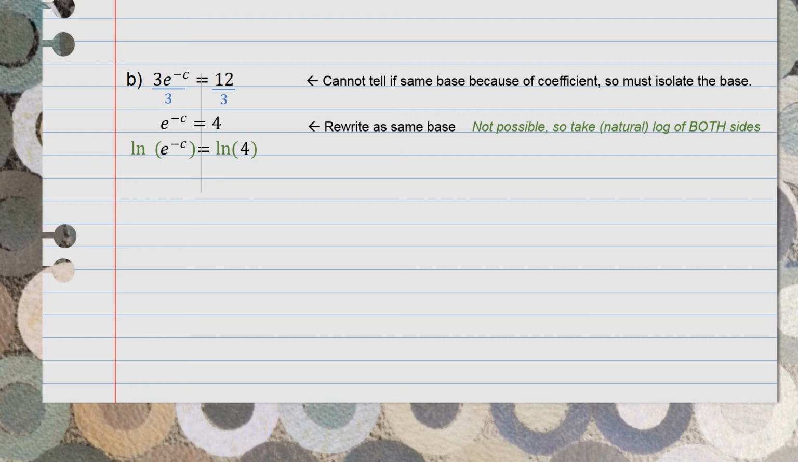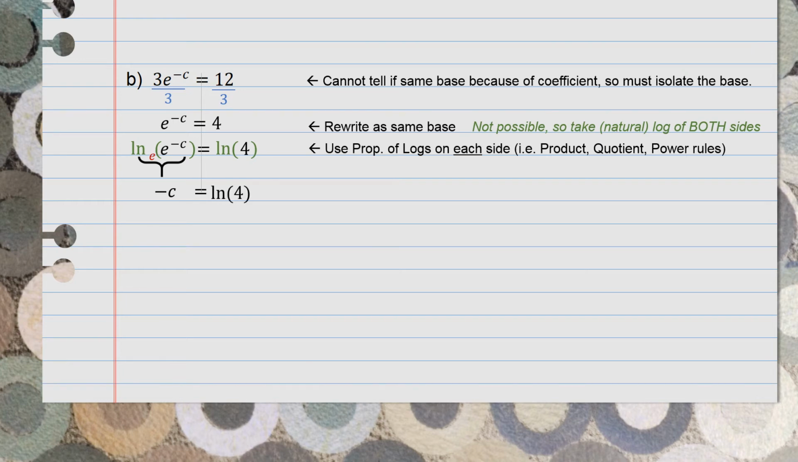Since we have introduced natural log, we are now allowed to use properties of logs as long as we apply them fairly. Now notice natural log runs off of what base? Well, it runs off of base e. Now notice base e of e to the negative c power, that whole thing reduces to what value? Well, it reduces to the exponent, which in this case is negative c. On the right side, we still have natural log of 4.